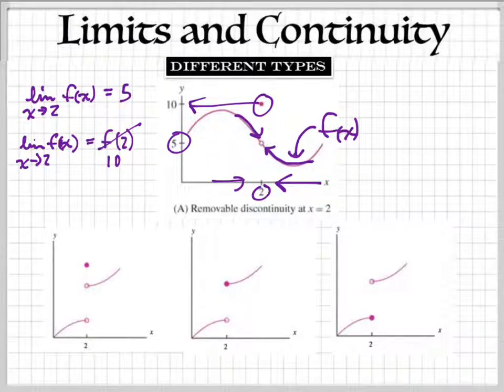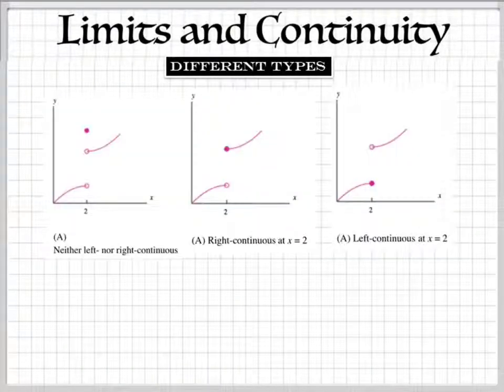Now let's look at the bottom ones. The bottom ones are our other situation when it's not continuous. The first was a removable discontinuity. These bottom ones are called jump discontinuities, and they're called jumps because of the big gaps that they have. Let's talk about those a little bit more.